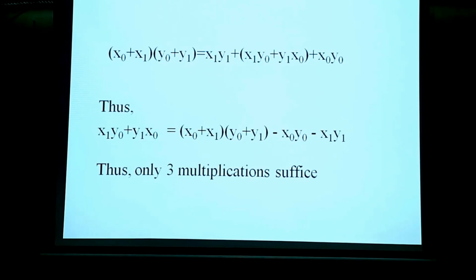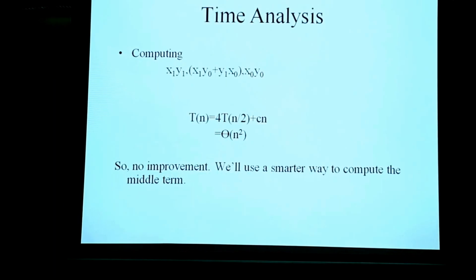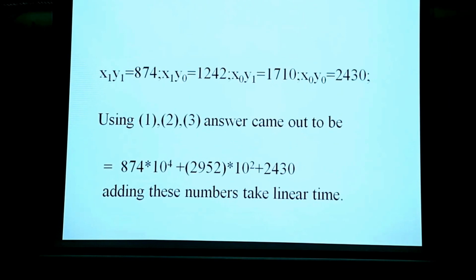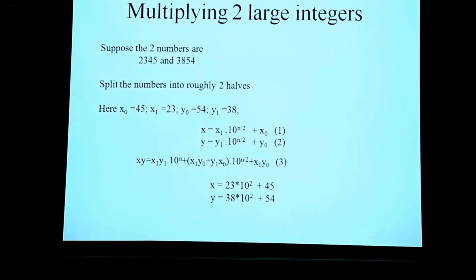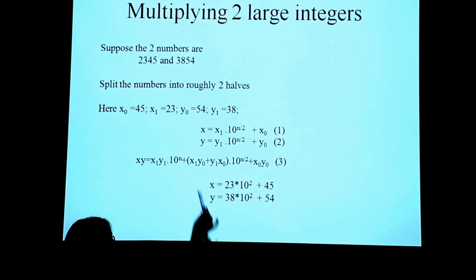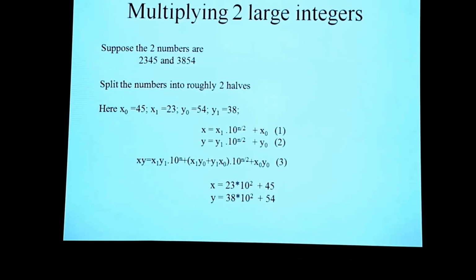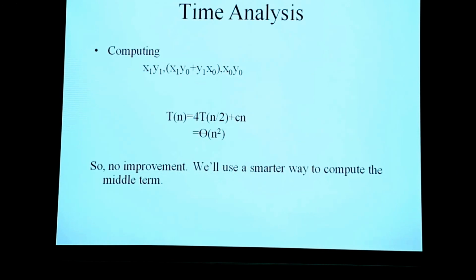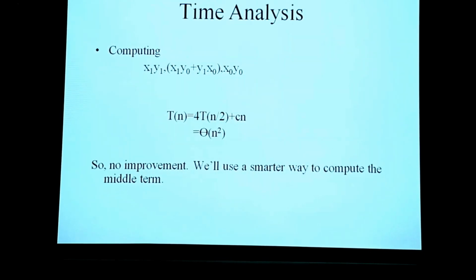See, this is the term that we needed, this middle term x1 y0 plus y1 x0. This is what we needed, right? x1 y0 plus y1 x0 is what we needed. If you look at this, we don't need them individually. We want their sum, right? So when we were doing this, we were computing them individually and then computing the sum.